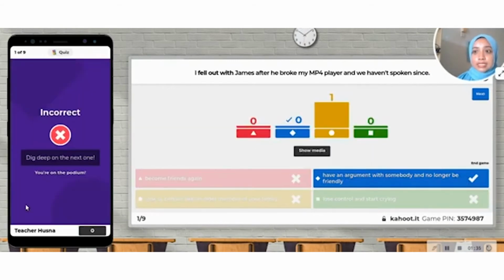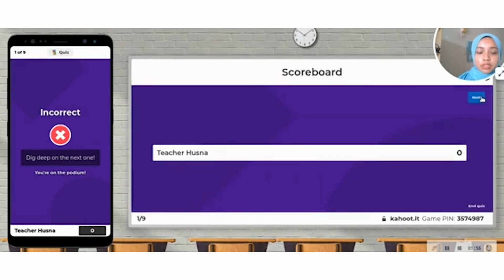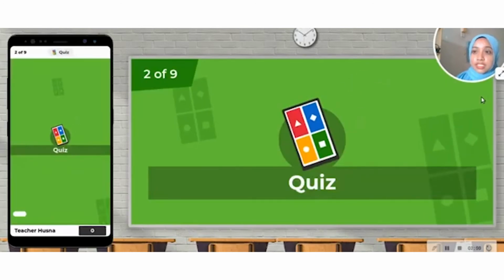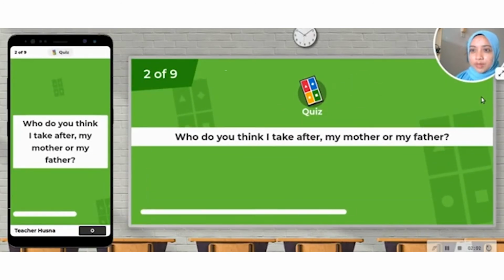I will give them like 60 seconds because I believe there might be an internet problem or something like that. So yes, I'm answering wrong. The true answer is this one, the blue one. Have an argument with somebody and no longer be friendly, because here they stated we haven't spoken since. And then for the next one, okay, so teachers didn't get any score. Try our best next time.